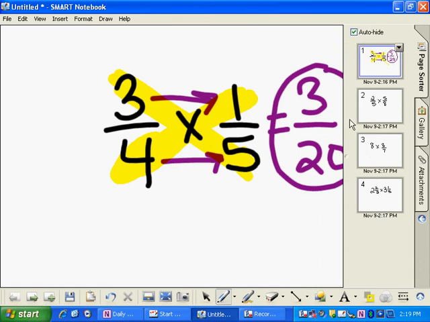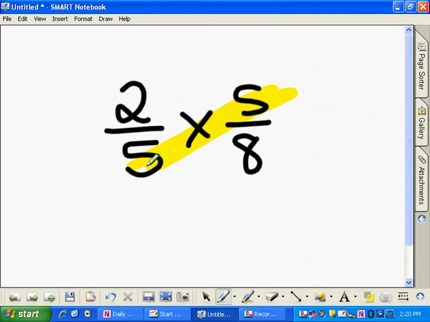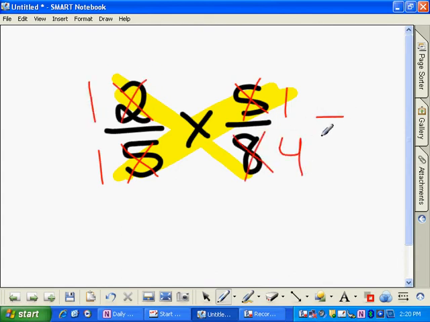But now with this problem, 2/5 times 5/8, when I look at the diagonals here, 5 and 5 have a common factor of 5. So what I can do is say, well, 5 goes into 5 one time, 5 goes into 5 one time. Now when I look at 2 and 8, they have a common factor of 2. Remember, factors are what go in evenly without anything left over. So 2 goes into 2 one time, 2 goes into 8 4 times. Now I can multiply straight across. 1 times 1 is 1. 1 times 4 is 4. So the answer here is 1/4.